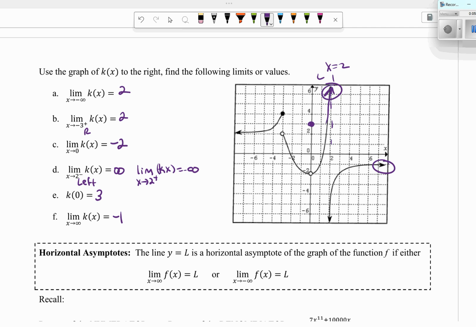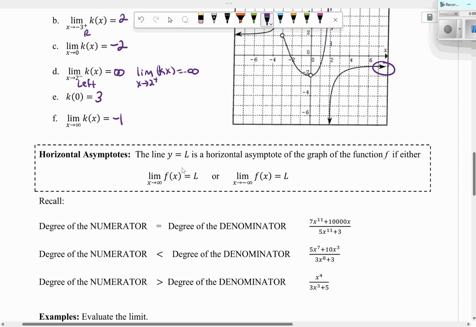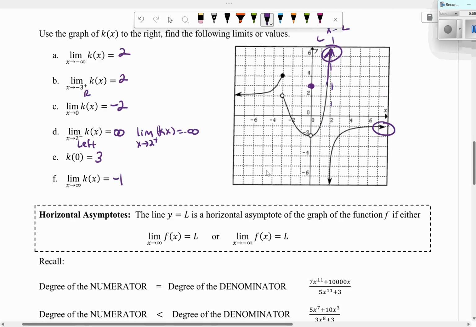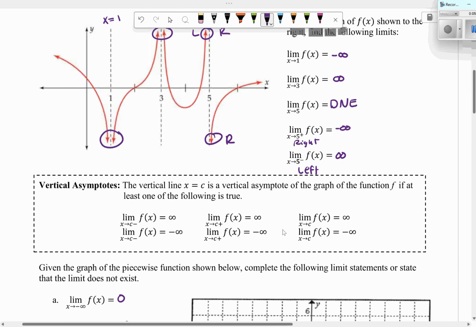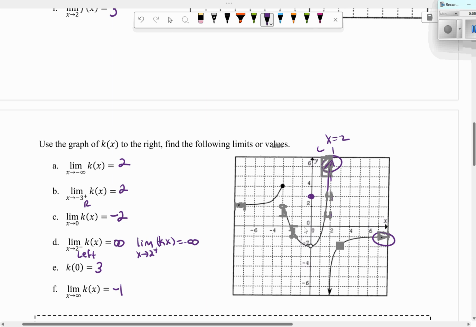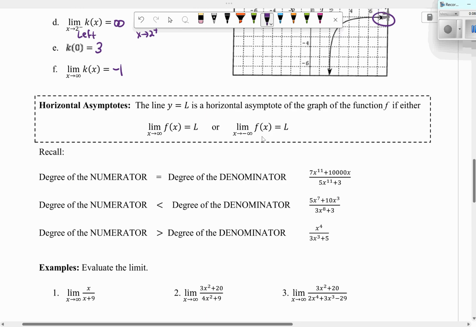So horizontal asymptotes. The line y equals L is a horizontal asymptote of the graph of the function f if either the limit as x approaches infinity or negative infinity approaches some value. Then if it approaches some real number, such as L, we're saying in this case, that's how we know that it's going to be a horizontal asymptote. So remember, as you're getting larger and larger x values in the positive or negative direction, that's how we know this is different than when we're approaching a number. So keep in mind, with vertical asymptotes you're approaching some number such as c, but in horizontal asymptotes you are approaching either plus or minus infinity for x.